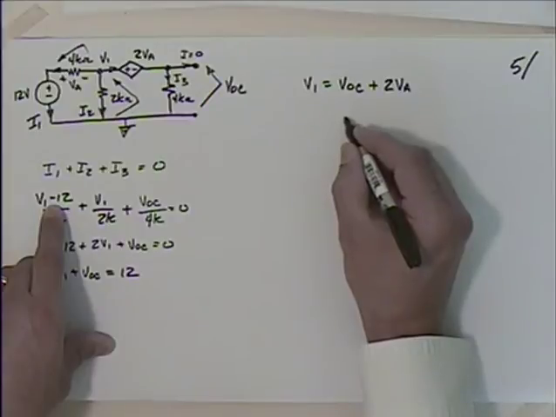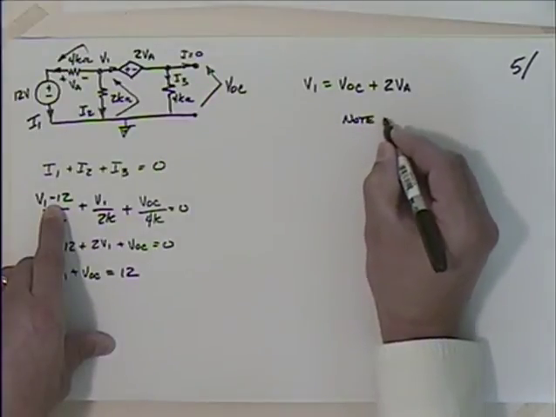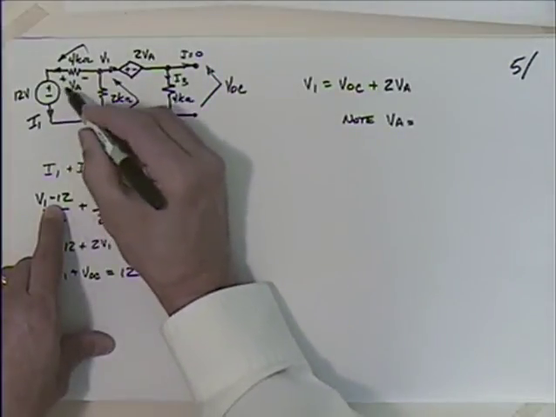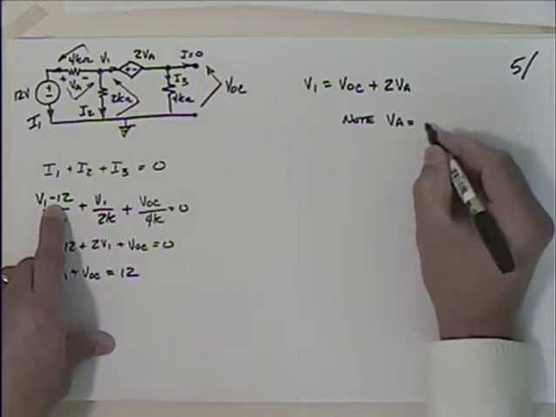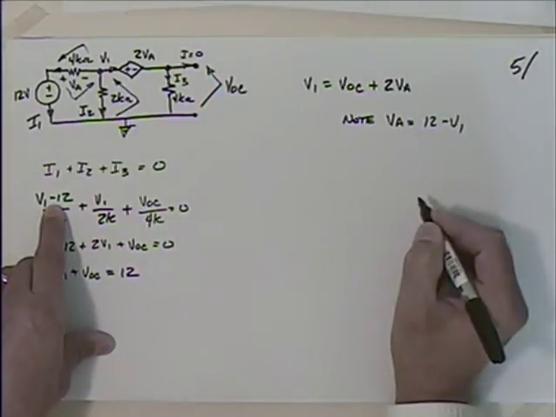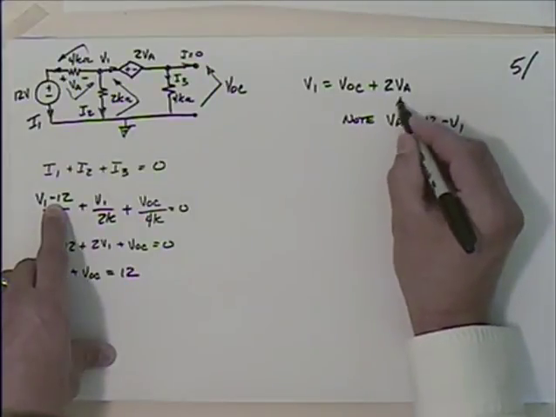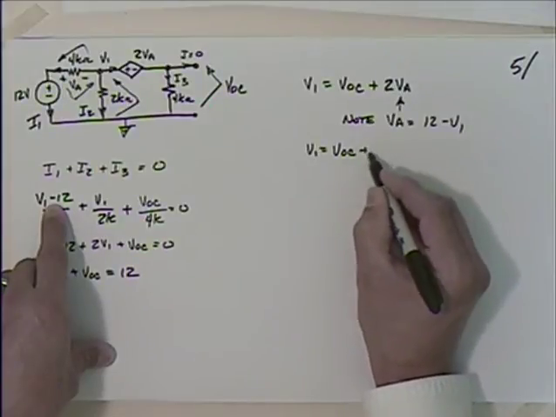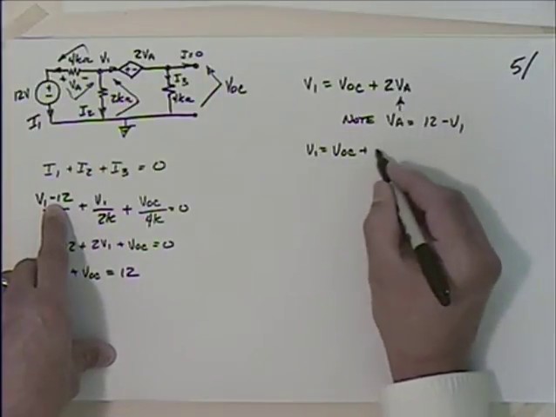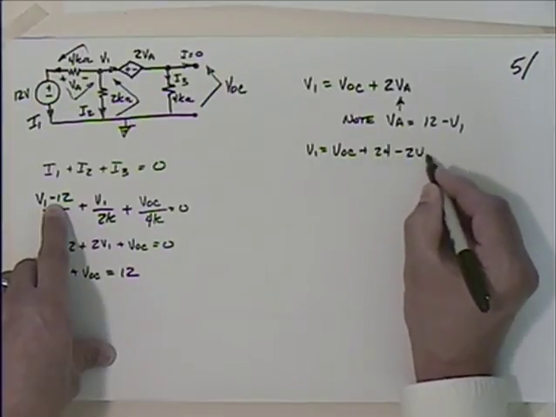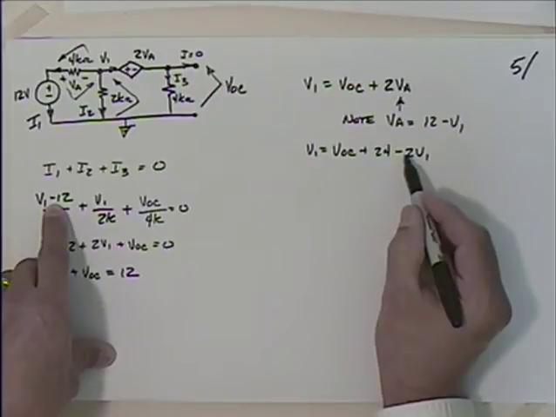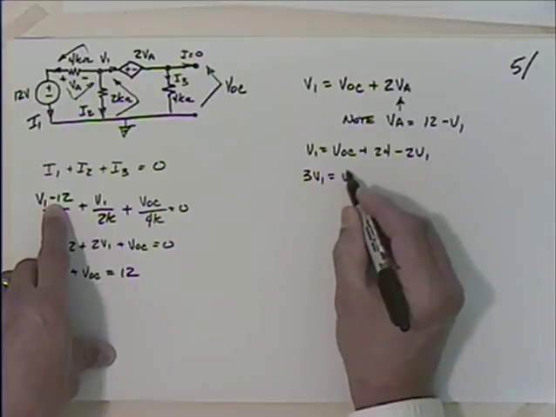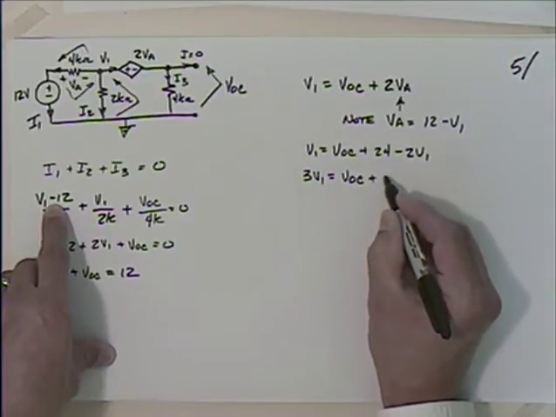So we note that VA is equal to, because remember I found that when I was trying to find this I1, I was finding the voltage that way, wasn't I? So VA is equal to 12 minus V1, isn't it? Okay, so I make that substitution up into there. V1 is equal to V open circuit plus 2 times VA, which is going to be 24 minus 2 times V1. So I add 2 V1 to both sides and I get 3 V1 is equal to V open circuit plus 24.